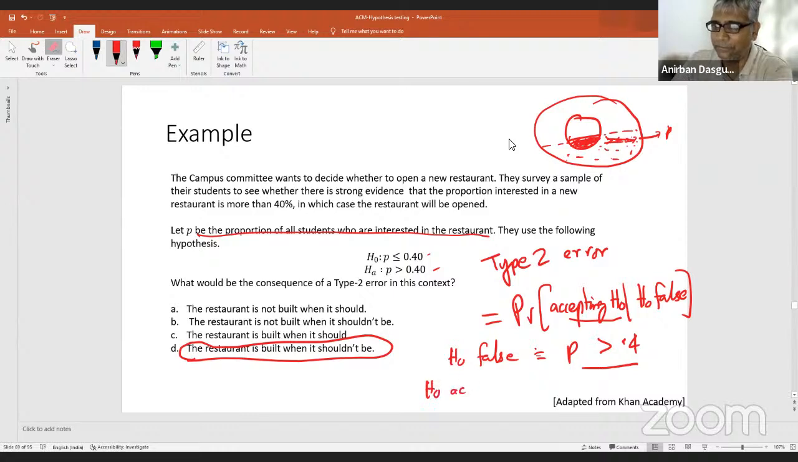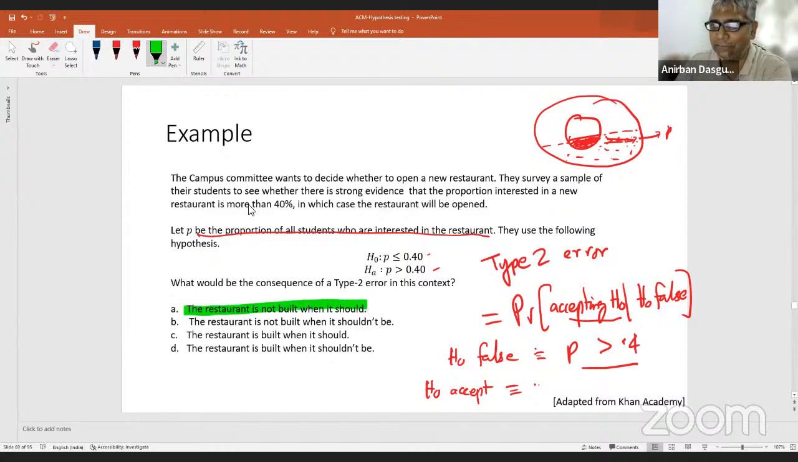H0 accepted, or rather not rejected, means that you think that P is less than 0.4, which means that you do not build the restaurant, while you think that the restaurant should really be built, right? Because P is really bigger than 0.4. So the right answer in my opinion is that the restaurant is not built when it should be. It's very important to understand the implications of this type 1, type 2.